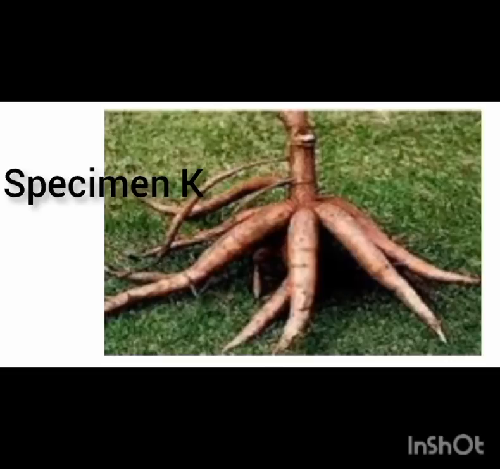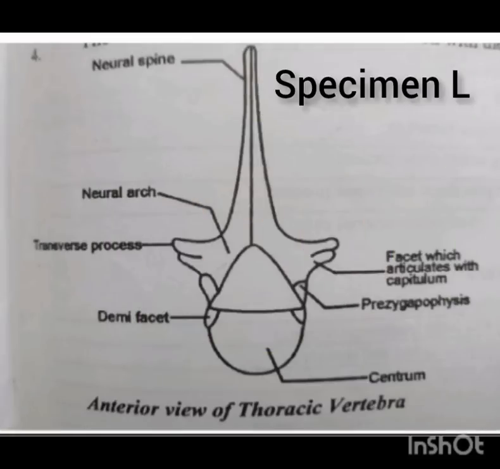So the end product of the breaking down process that takes place with the starch gives rise to alcohol. Biologically, if it's taking place in the absence of oxygen, we call that fermentation. So that is that on cassava. The next specimen is the thoracic vertebra. So, what are the characteristics?